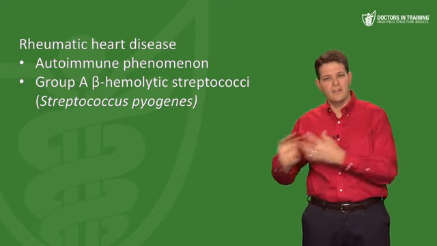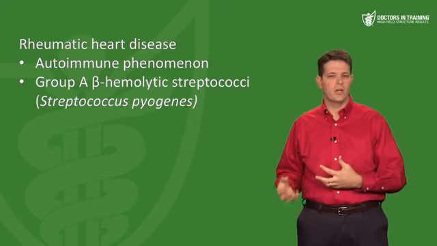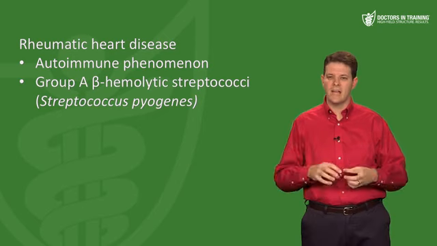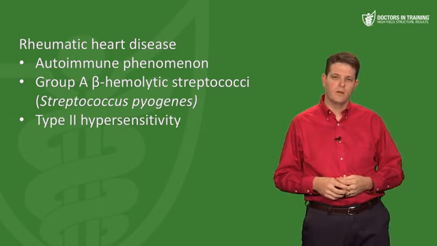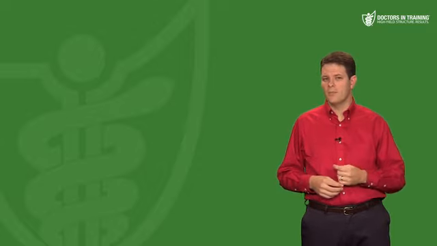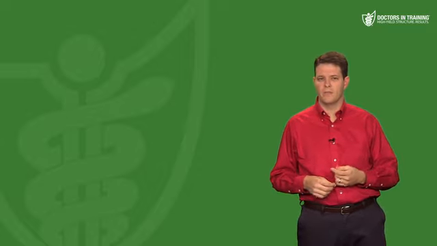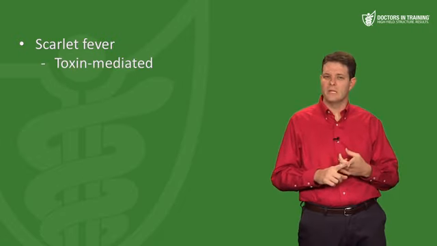So your body fights off the acute infection, but then a couple of weeks later, you get autoantibodies that attack the heart and other organs. So it's a type 2 hypersensitivity. There are actually 4 possible non-suppurative complications of group A strep infection. There's scarlet fever, which is where you get a widespread sandpaper rash all over the body, usually while you still have the strep throat. This is toxin-mediated.